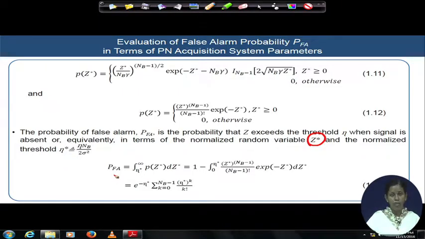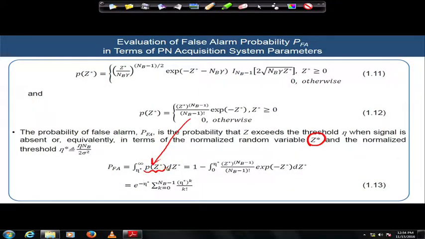So, the probability of false alarm will be, as I told, the integration from eta star to infinity of the probability of z star, dz star, where this probability of z star is the probability when the signal is absent, I mean equation 1.12. False alarm means the signal is not present, but you are wrongly detecting that the signal is present. So, given this probability distribution, how many times are you detecting that the signal is present when the signal is really not present is the question.